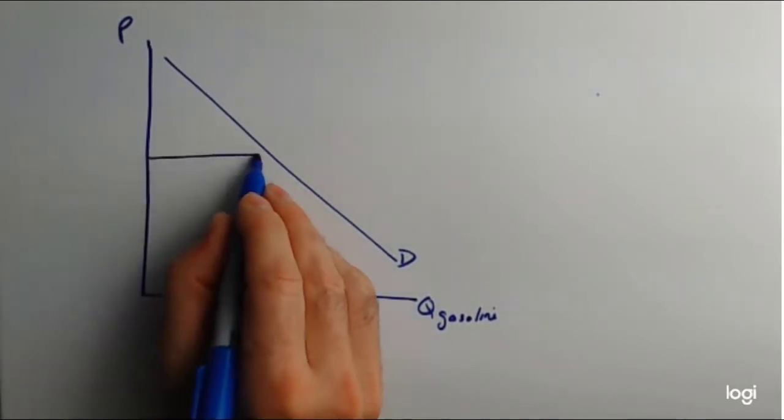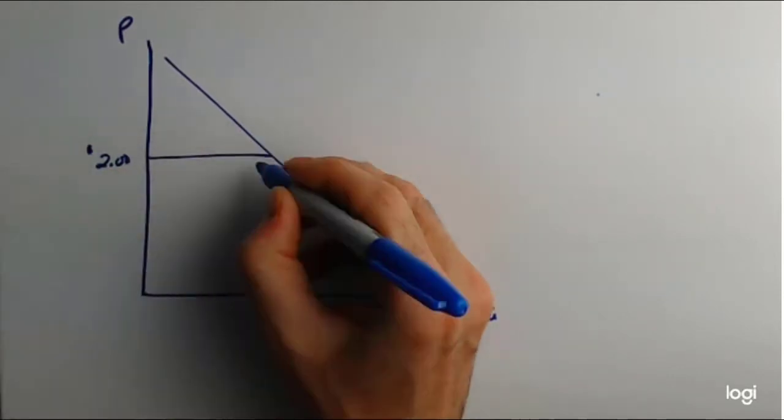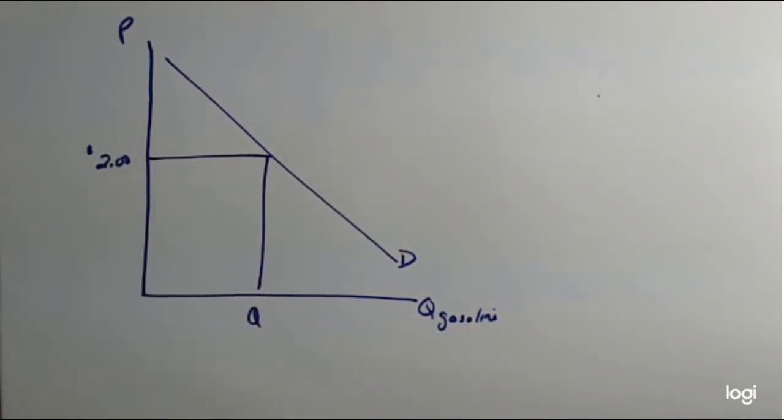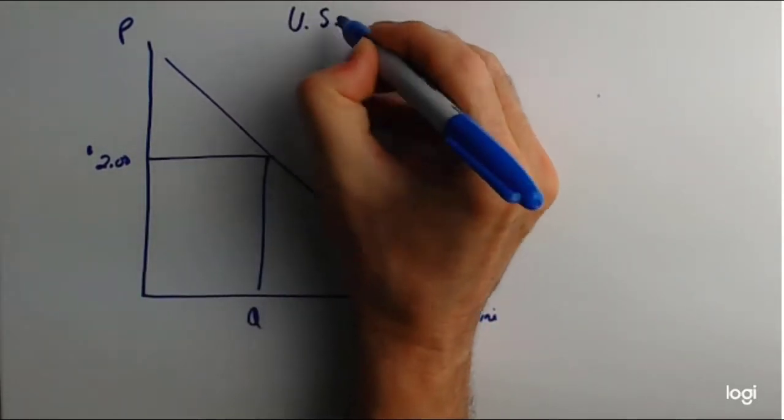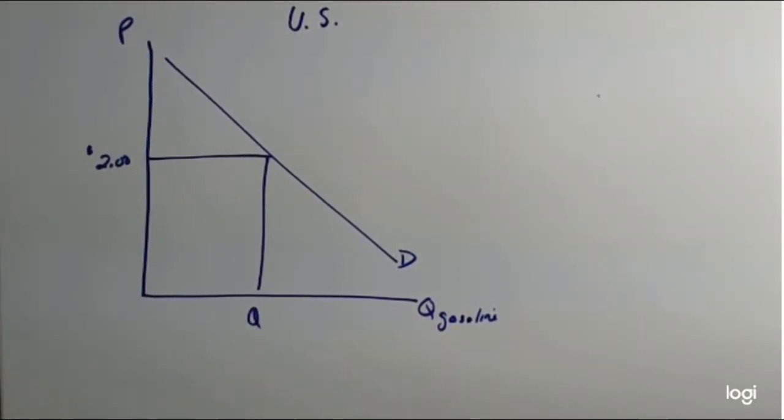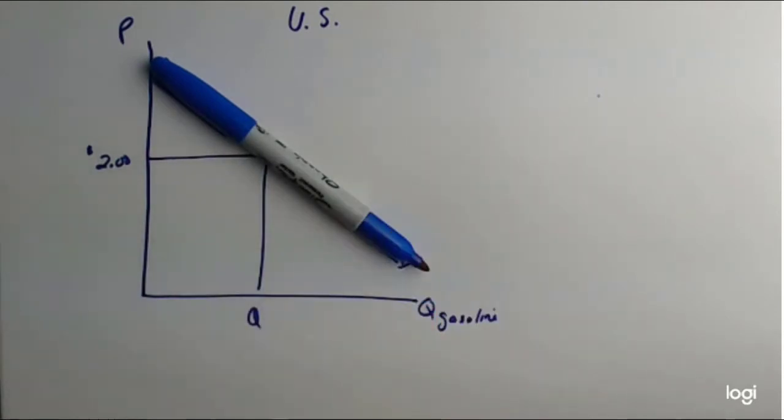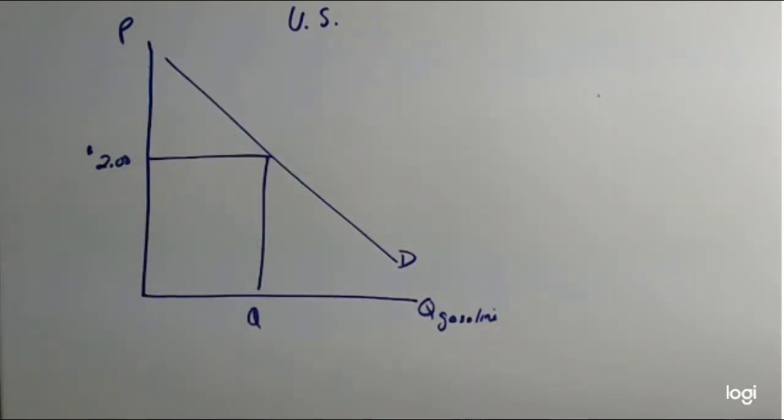And so let's say it's $2 a gallon and we have a certain quantity demanded. Now I didn't specify the market, and I could just say, look, this is the US. We're going to look at supply and demand for gasoline in the US. Sometimes it's convenient to drop down even to a micro level and look at the supply and demand for gasoline in a particular gas station. And then you can make it a little more concrete, I think.